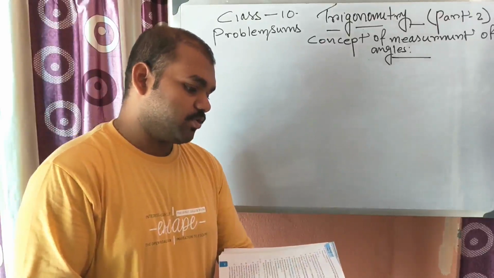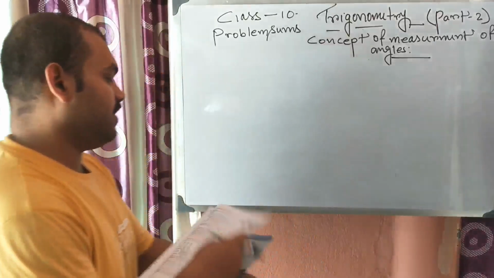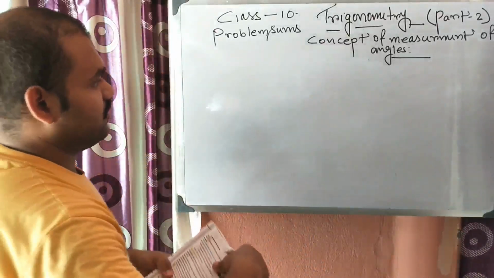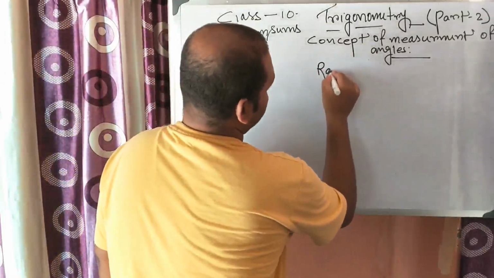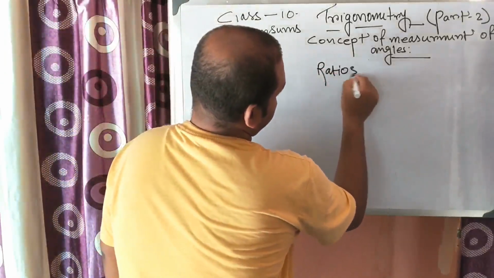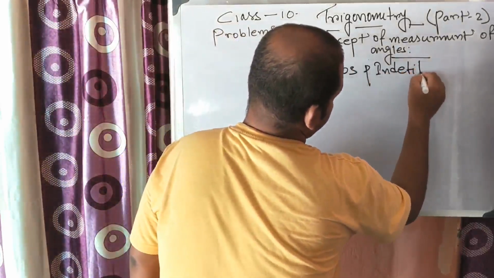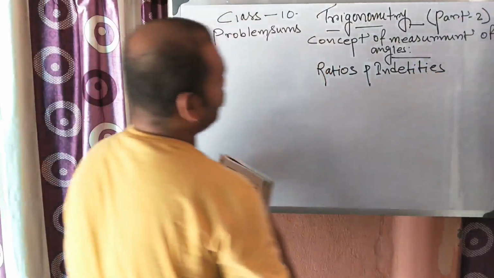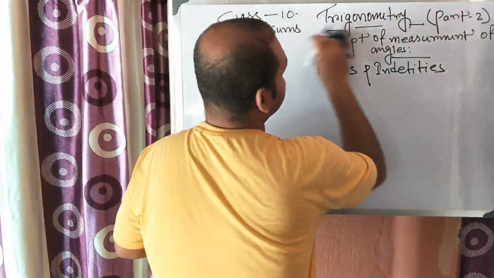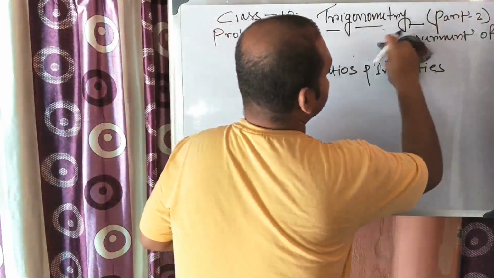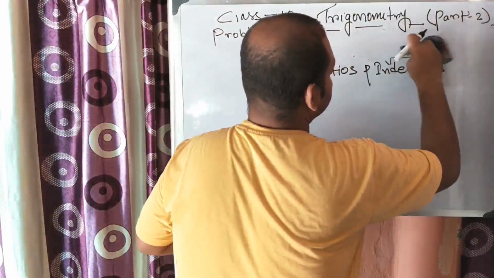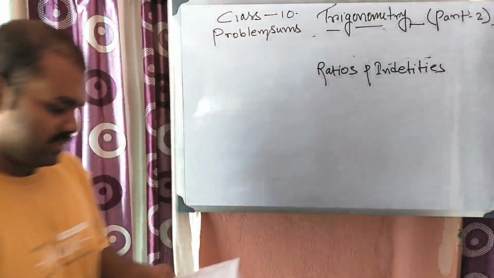Next, trigonometric ratios and identities. Okay, next for the next chapter. So ratios and identities. Okay, now the concept of measurement of the angle is done. Now ratios and identities. Okay, so let us start the chapter.